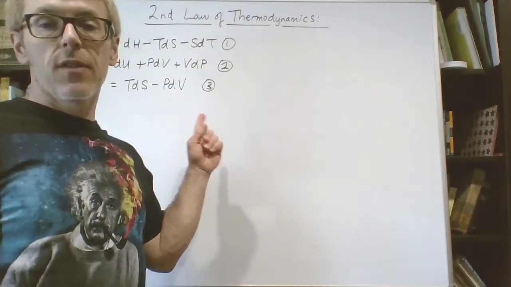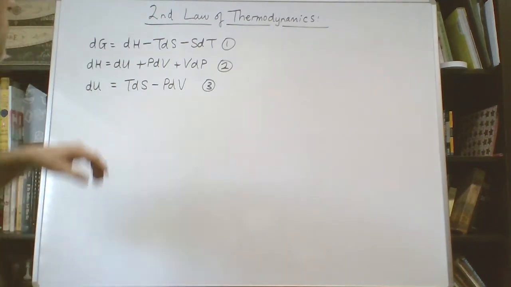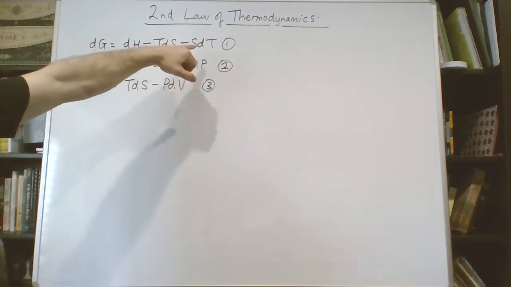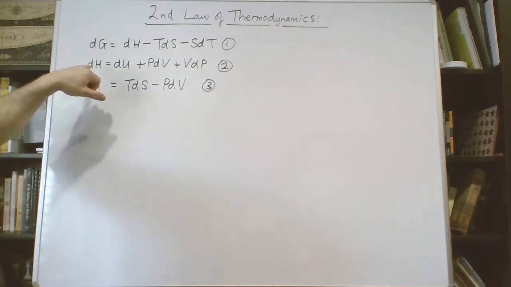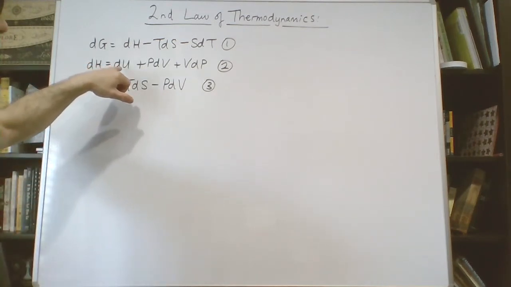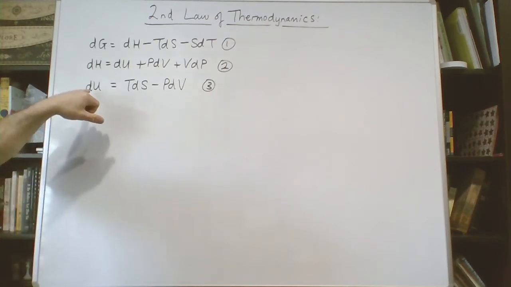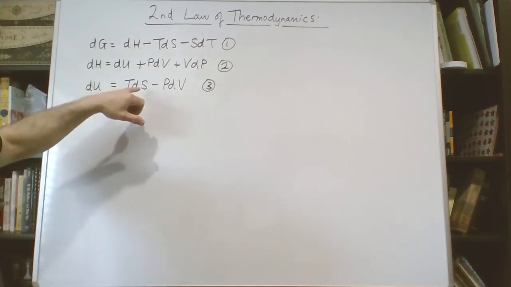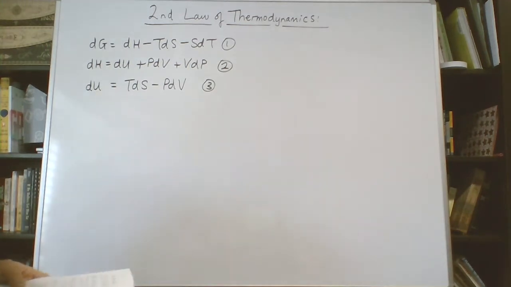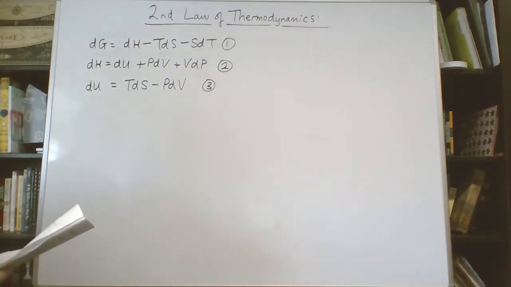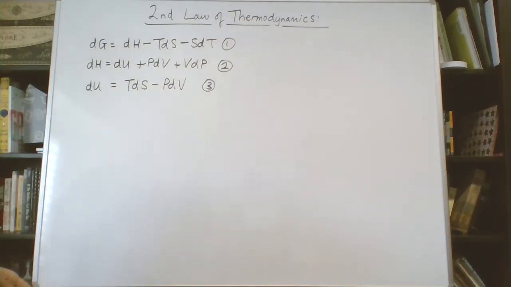So here we have the three equations from our previous slide. Equation 1, dG is dH minus TdS minus SdT. Equation 2, dH is dU plus PdV plus VdP. And equation 3, dU is TdS minus PdV. We're now going to take these equations and essentially combine them all together.